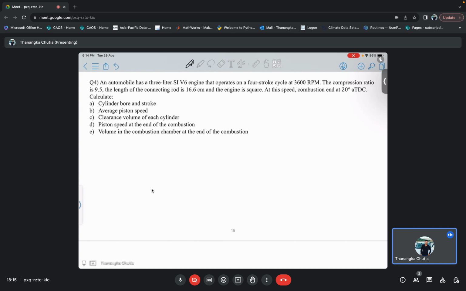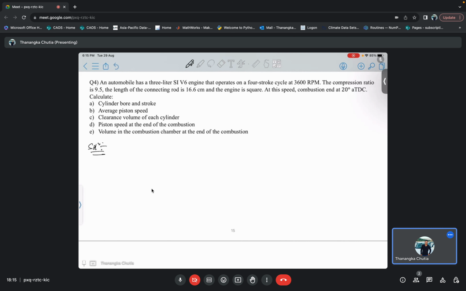ATDC means after TDC, and you have to calculate the cylinder bore and stroke, the average piston speed, the clearance volume of each cylinder, the piston speed at the end of the combustion, and the volume in the combustion chamber at the end of the combustion. Okay, so basically for doing this question you have to know certain things.